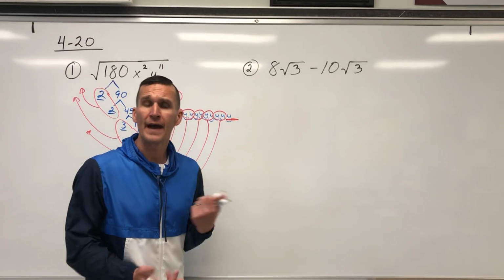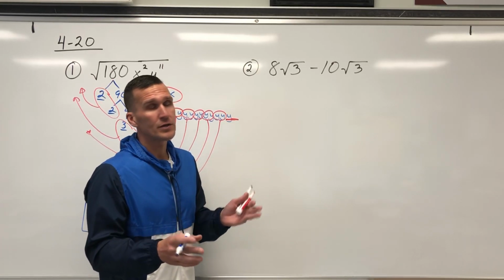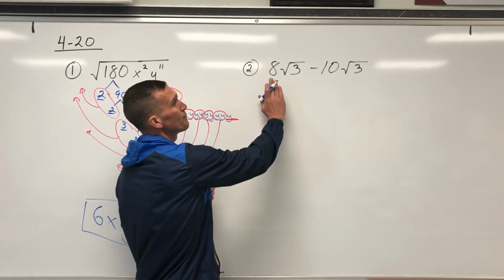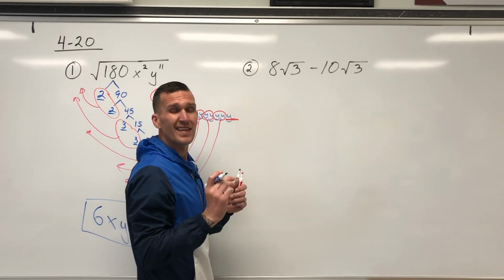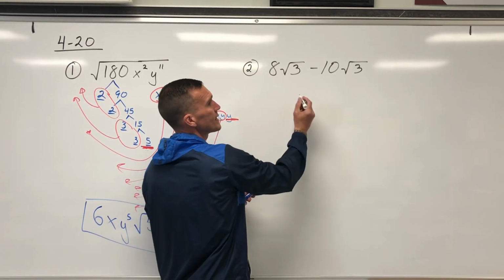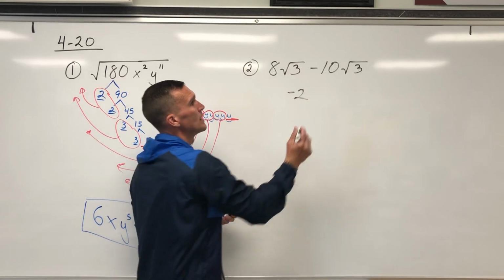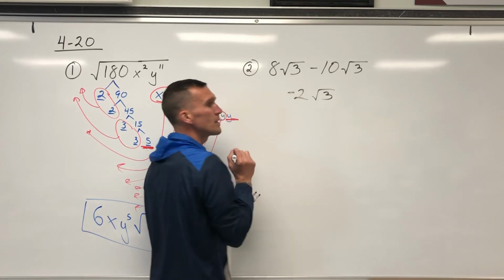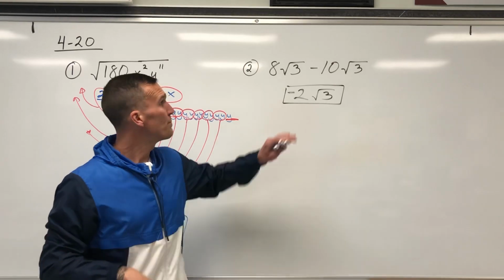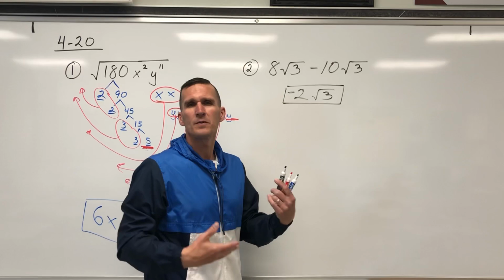Now we also learned how to add or subtract radicals, but we had to remember they have to be considered like terms. Since they're both rad 3's, we simply add or subtract the numbers in front and leave rad 3. So we would have 8 minus 10 is negative 2 square root 3. And then we are done. So that is the basic concept of adding or subtracting radicals, but now we want to see what happens in a harder problem.